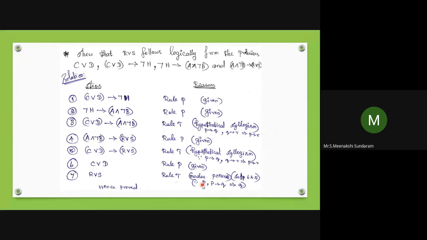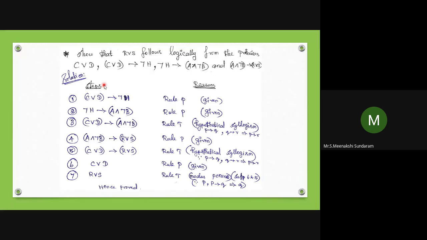These are the premises given. C disjunction D, comma, C disjunction D tends to negation P. Second premise. Third premise, negation H conditional A conjunction negation P. And the last one, A conjunction negation P tends to R disjunction S. So with 4 premises, compulsorily 4 times you can apply rule P. In the 4 given statements, we can use this formula, so you can apply it 4 times. That is given.